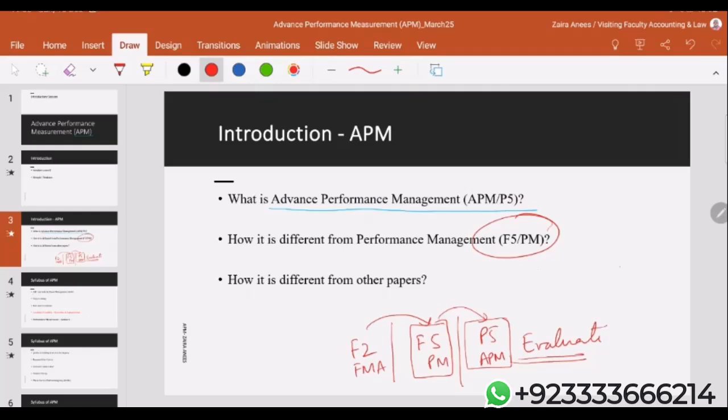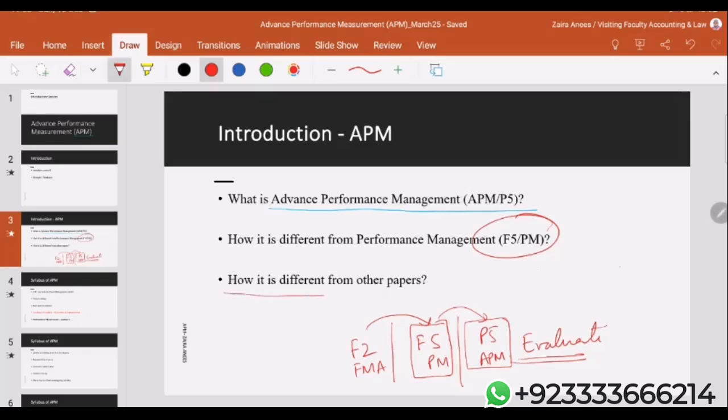We will discuss this in future, but evaluation means you have to evaluate the whole scenario with your understanding of why you are thinking what you are thinking. So obviously it's generally an open-ended question, so you are supposed to analyze the situation and act accordingly. So that's basically the difference between performance management and advanced performance management.